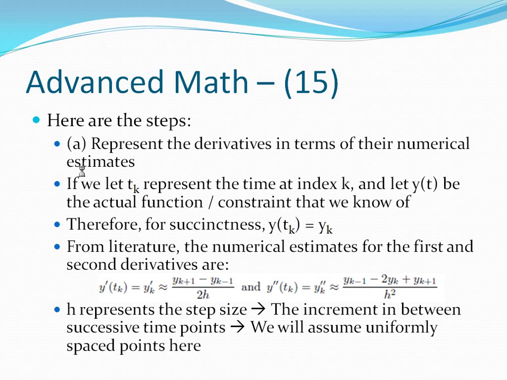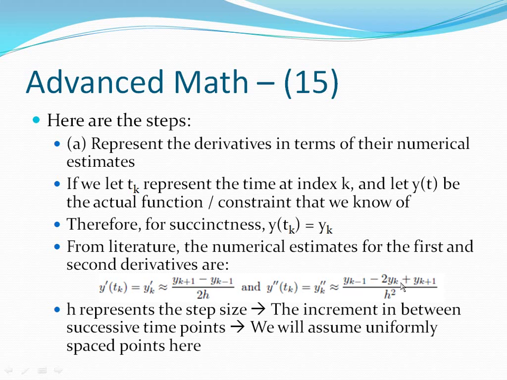From the literature, the numerical estimates for the first and second derivatives are the following. This is the first derivative: you have y sub k plus 1, so you're looking ahead, and then you're looking behind. When you're at a particular point, you take the point ahead, subtract the point behind, and then divide by 2h. h is what's called the step size. It's the increment between successive time points, and we're going to assume that they're uniformly spaced here. And this is the second derivative: you use the current point, one point ahead, and one point behind, weight the current point by 2, and divide by h squared. This is just what you find in the literature.